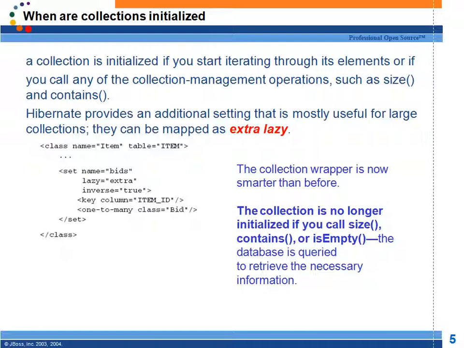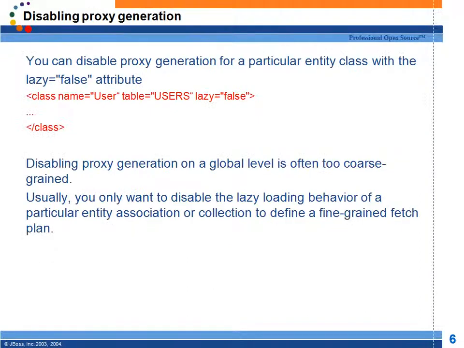If I write lazy is equals to extra, it will be extra lazy. And if you call some methods like size on a collection or contains or isEmpty, it will not retrieve the whole collection, right? So it will be extra lazy. So for lazy there are three options. Lazy is equals to true, false, extra. Okay.